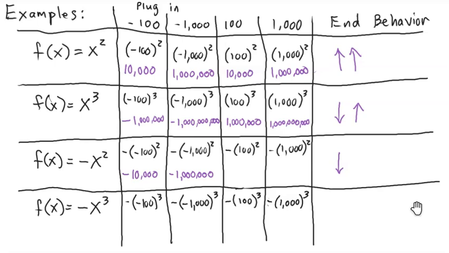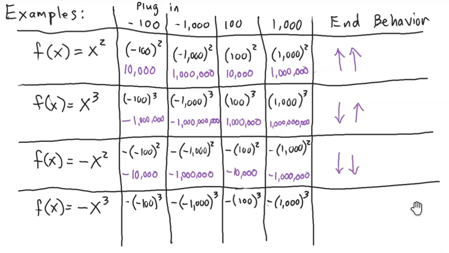It's down. And then here, the negative of 100 squared is, again, negative 10,000. And the negative of 1,000 squared is negative 1 million. And so here, when we plug in positive numbers, we get negative numbers. And therefore, that means that the right side end behavior is also negative.